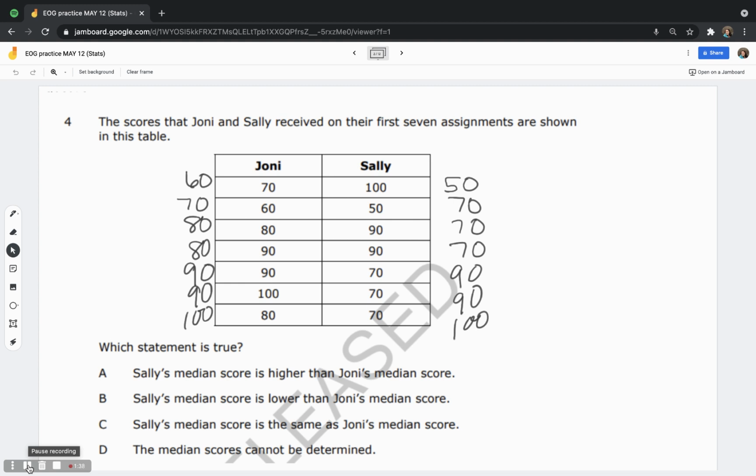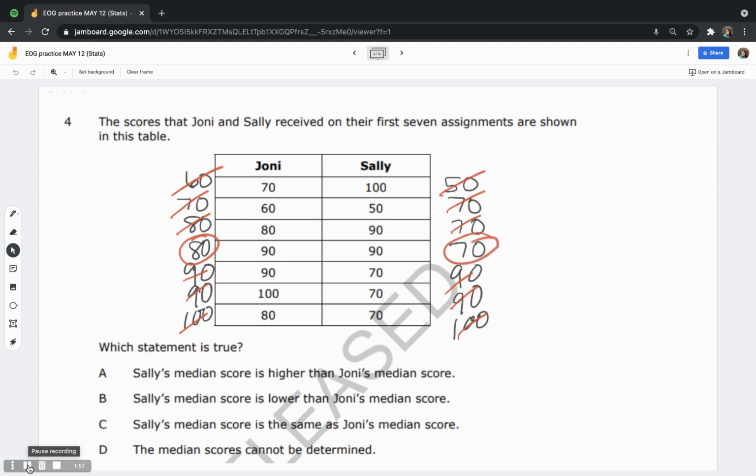So Joni's numbers are arranged on the left side from least to greatest, and Sally's on the right side. So if I start crossing off the numbers for Joni, I would be left with a median of 80. And if I start crossing off for Sally, I'm left with a median of 70.